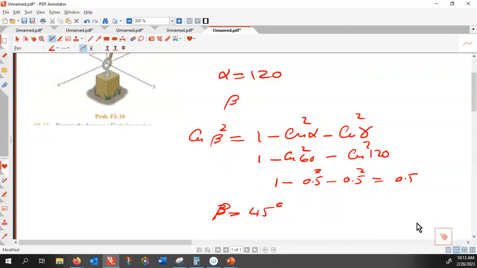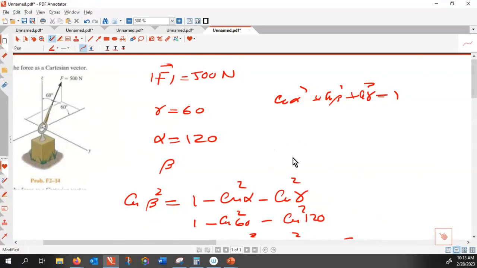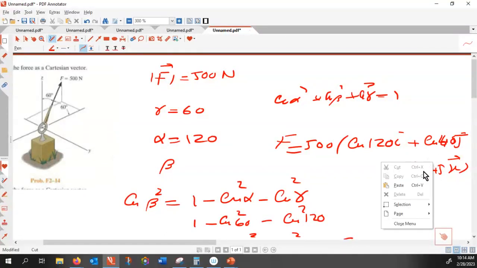And now that I have beta, I can write this one in this way. So the force is 500 times cos 120 i plus cos 60 j plus cos 45 k. Sorry, that was alpha, beta, gamma. This is 45, and this is 60. Okay, so that's the Cartesian description.